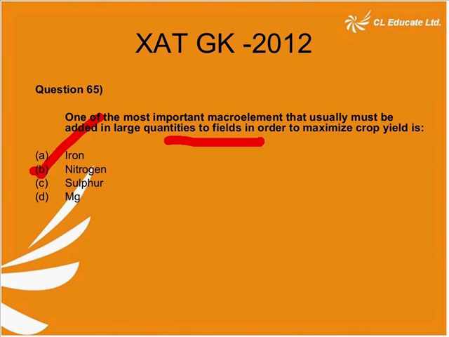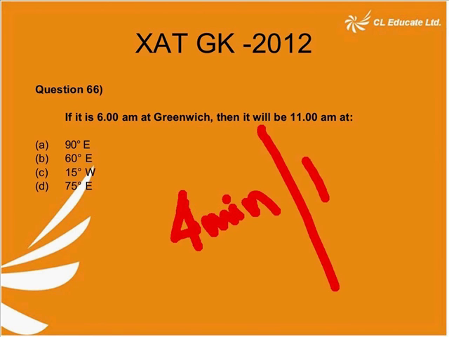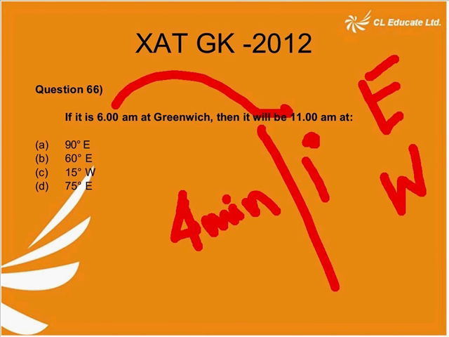If it is 6 a.m. at Greenwich, then it will be 11 a.m. at what longitude? At which longitude will it be 11 a.m.? Do you know? 4 minutes per degree is ahead, and the answer is 75° east.